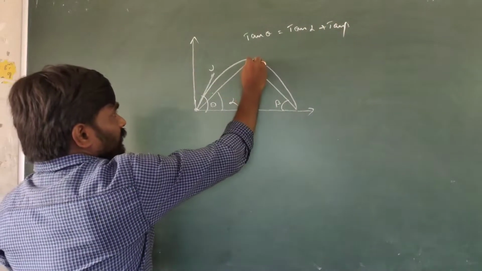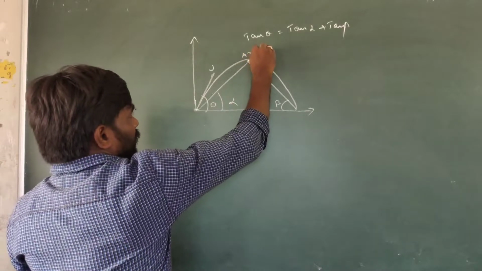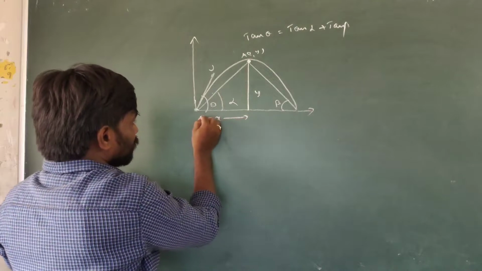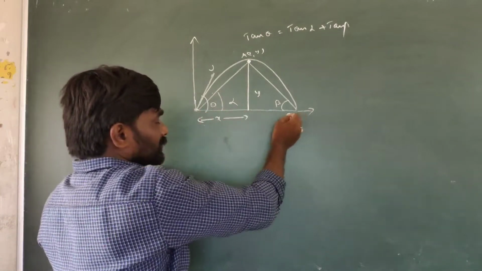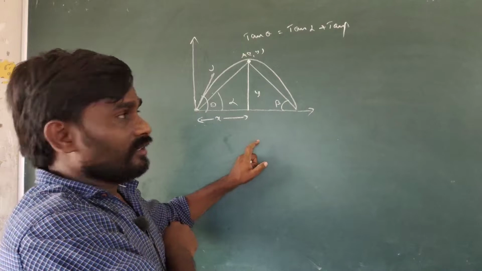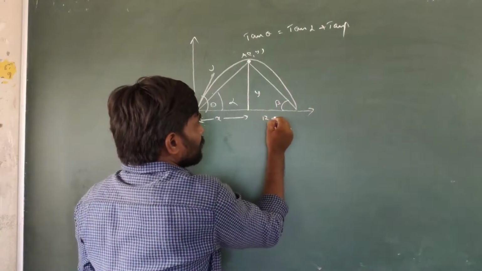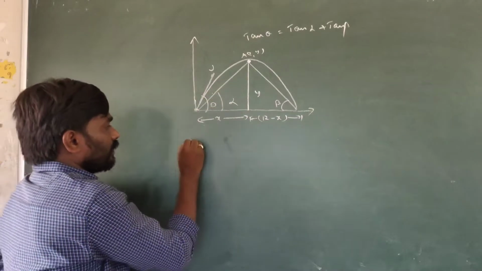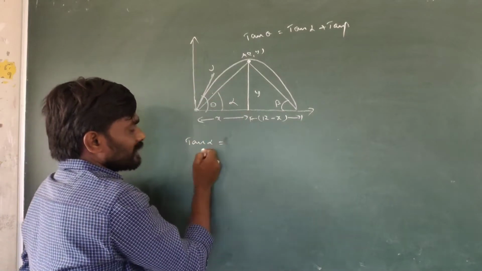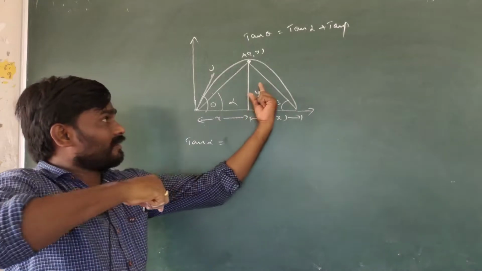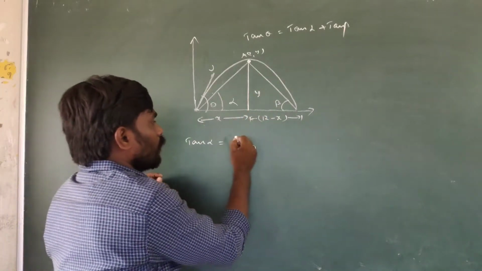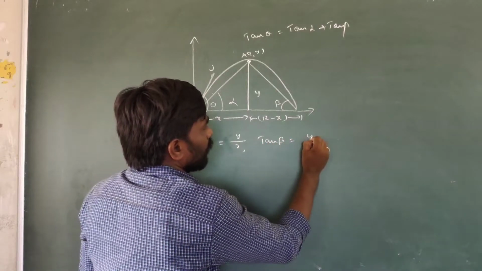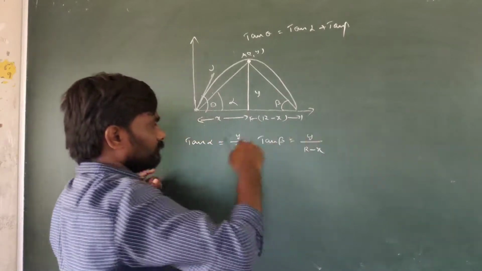Here we take a point x comma y. From here, the height is taken as y, and this distance is taken as x. From here to here, the distance is the range R. This distance means R minus x. First, tan alpha. tan alpha is equal to opposite side by adjacent side. Here the opposite side is y, the adjacent side is x, then y by x. And tan beta is equal to y by R minus x.